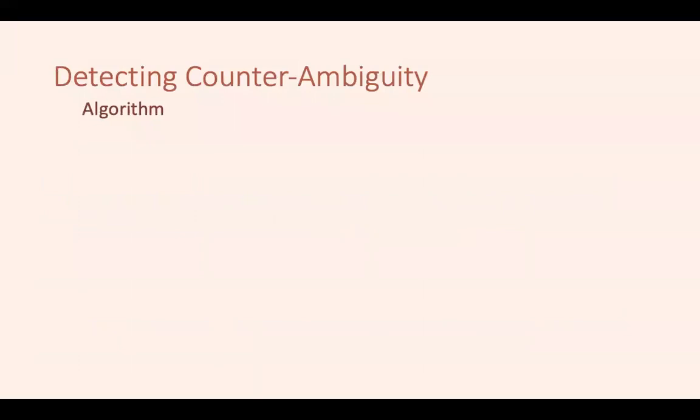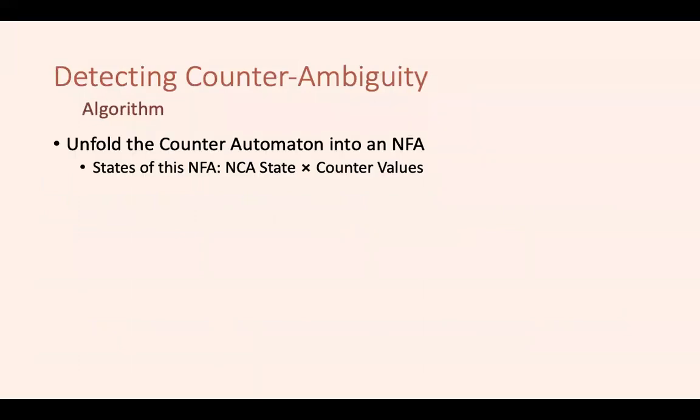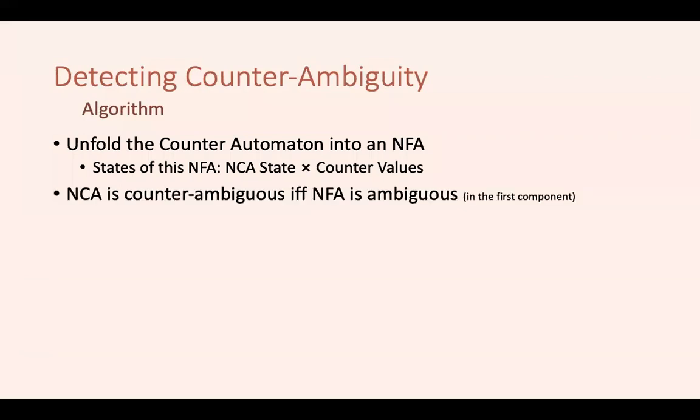Very nice. Thank you. So let's talk about how we can detect counter ambiguity. This algorithm is basically based on converting the counter automata into an ordinary finite state automaton, where you add an extra component denoting the value of the counter. This is very much inspired by an ordinary ambiguity checking algorithm, and I will explain what that means in a moment.